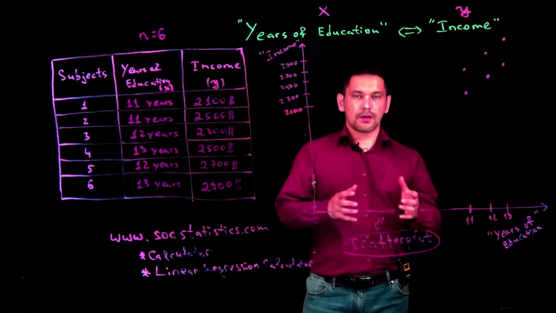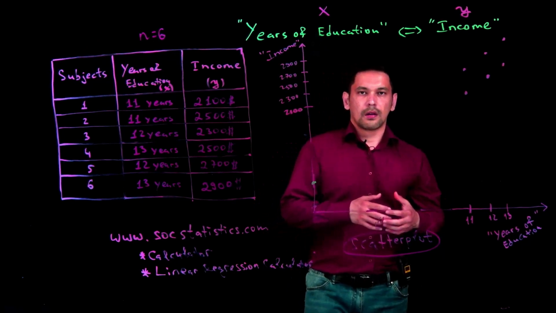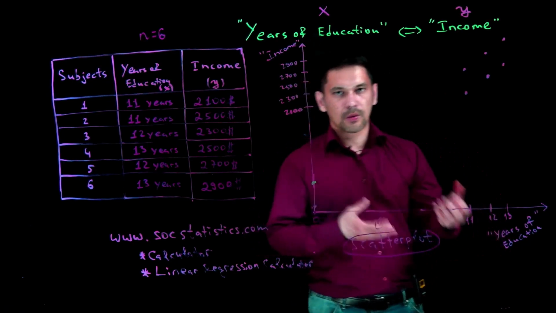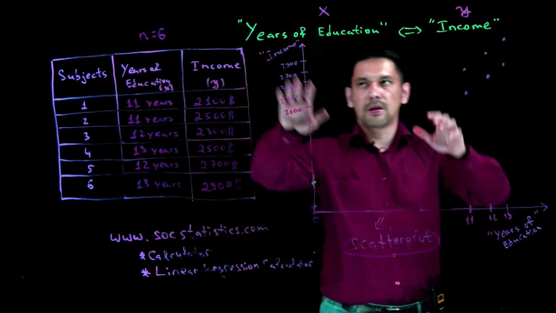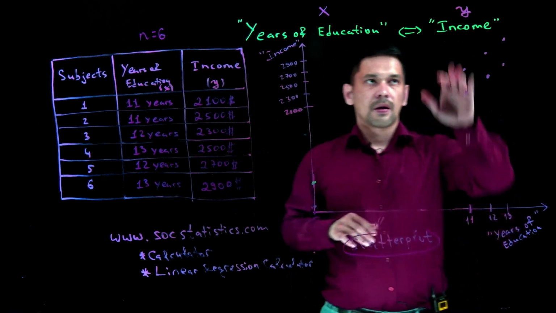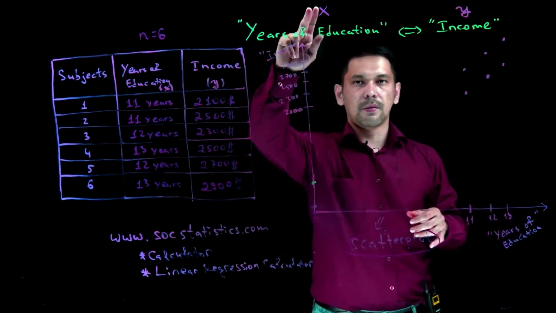Hey guys, in this video lesson, I want to explain the intuition behind the regression equation. I'll give you an example. Let's say I'm a sociologist and I want to build a regression equation that shows the relationship between years of education and income. In this context, income is the variable y and years of education is the variable x.